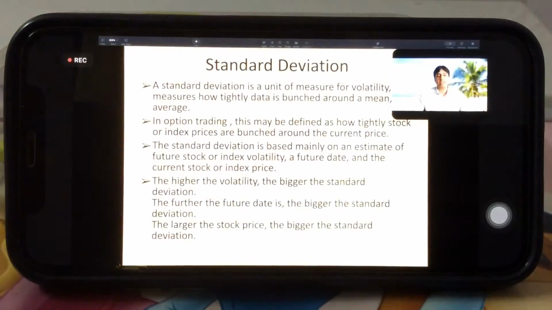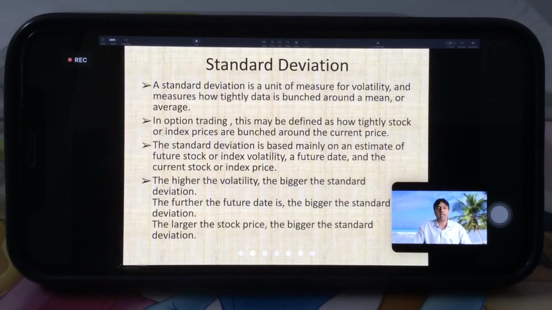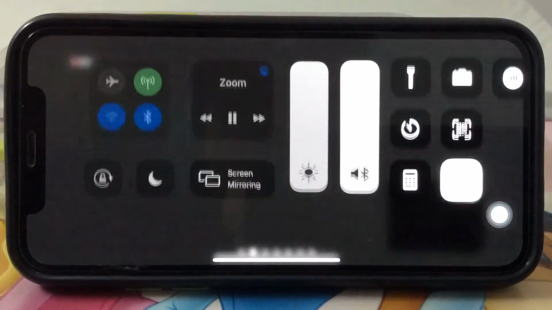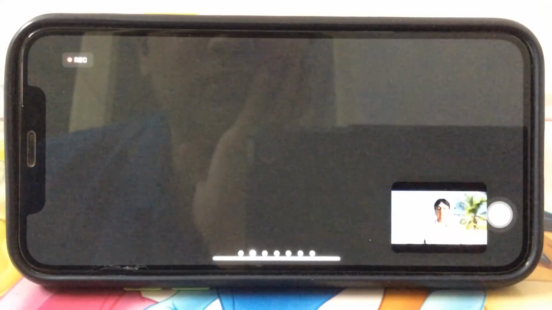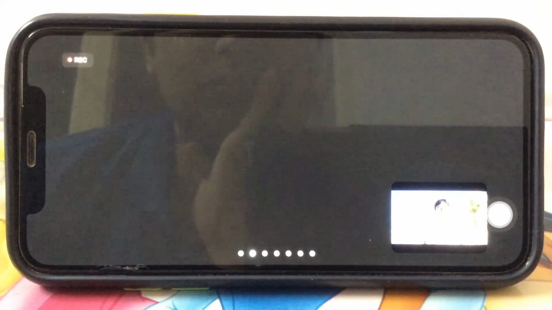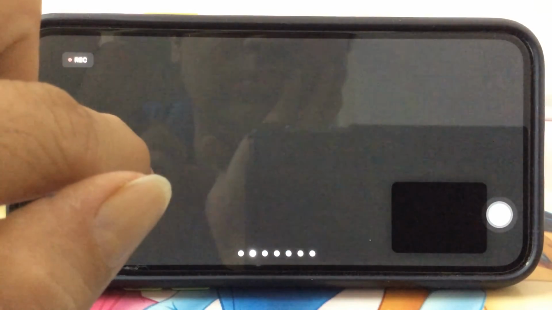bunched around a mean or average. In option trading, this may be defined as how tightly stock or index prices are bunched around the current price. The standard deviation is based mainly on an estimate of future stock or index volatility, a future date, and the current stock or index price.